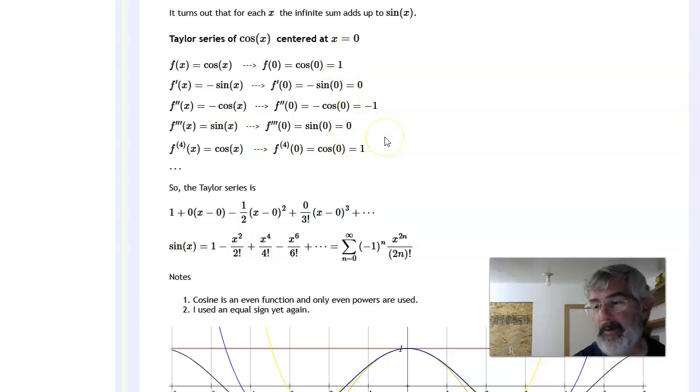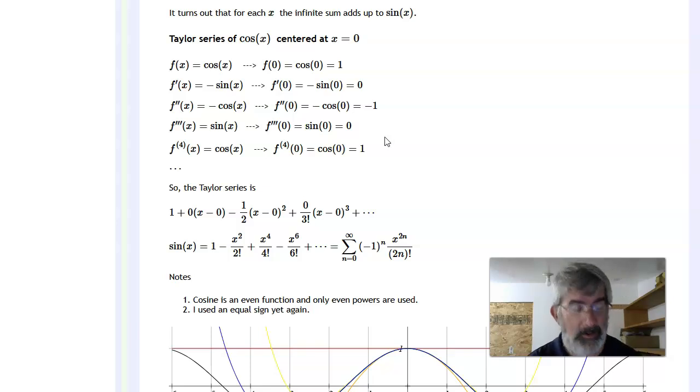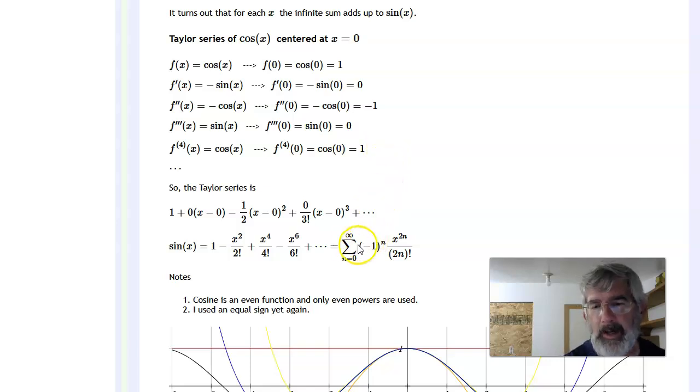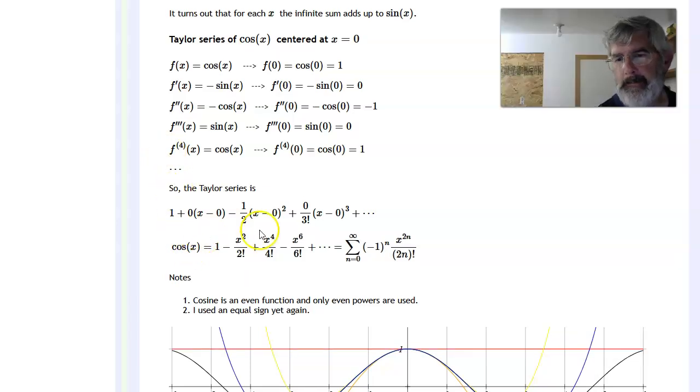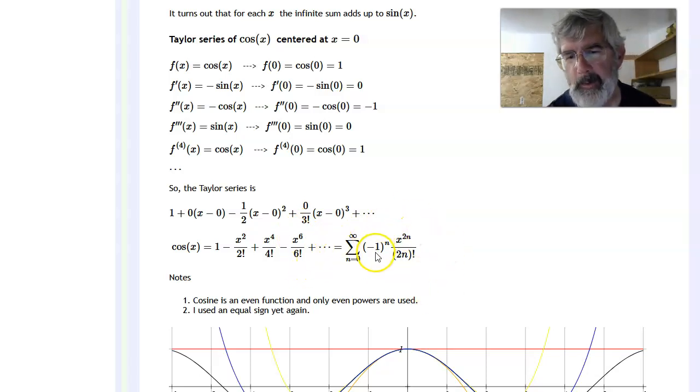Okay, so this is very similar to sine, which maybe shouldn't be surprising because the shape of the sine curve and the cosine curve are very much the same, just shifted over. And so I've got a typo here that I'm going to change right now. And so we have the cosine is 1 minus x squared over 2 factorial plus x to the 4 over 4 factorial minus x to the 6 over 6 factorial, and so on. Very similar formula here.